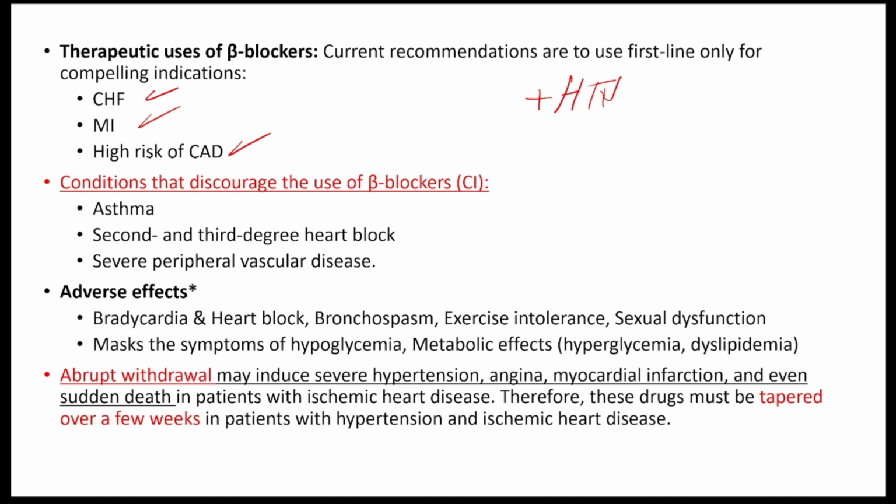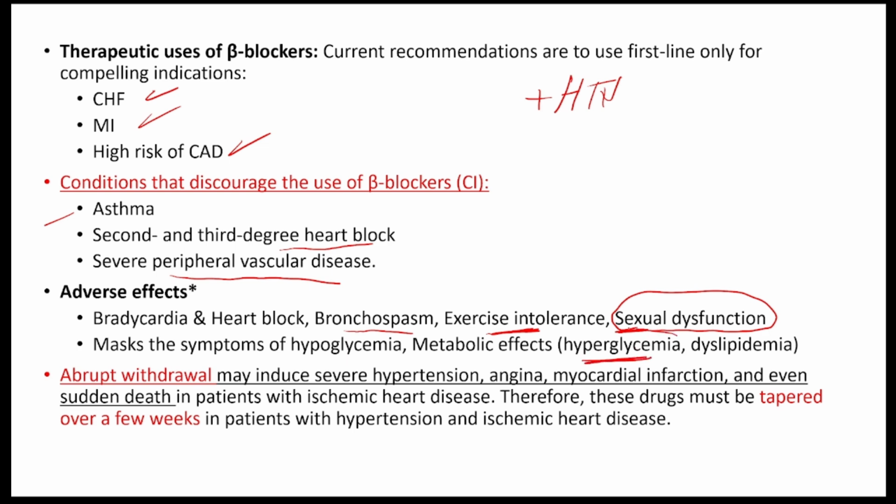Beta blocker, we don't recommend using it in patients with asthma, heart block, and peripheral vascular disease. We already covered these topics, maybe this area of cautions. Adverse effects, we discussed bradycardia, heart block, bronchospasm, exercise intolerance, sexual dysfunction, with an unknown mechanism why the patient suffers from sexual dysfunction. This medication may cause hyperglycemia.